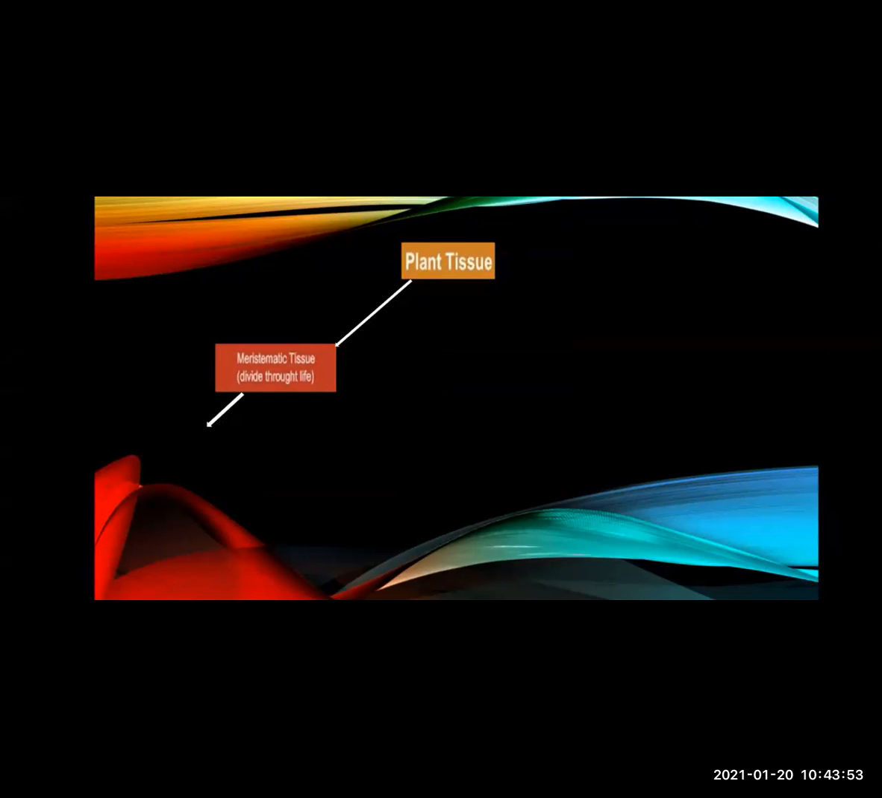In meristematic tissues, there are three subtypes. One is apical meristem. Second is lateral meristem. Lateral meristem is present at the base of the petioles or at the base of the branches. And the third is intercalary meristem. Intercalary meristem is present at the sides of the stem and the roots, and it results into growth of the diameter of the plant.